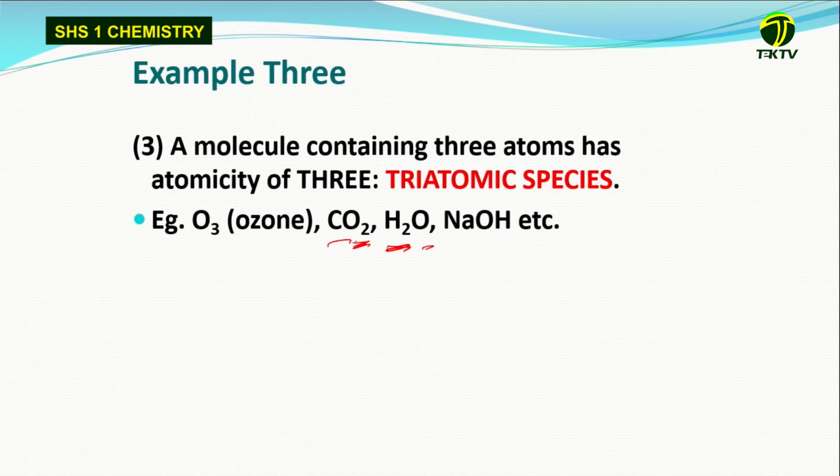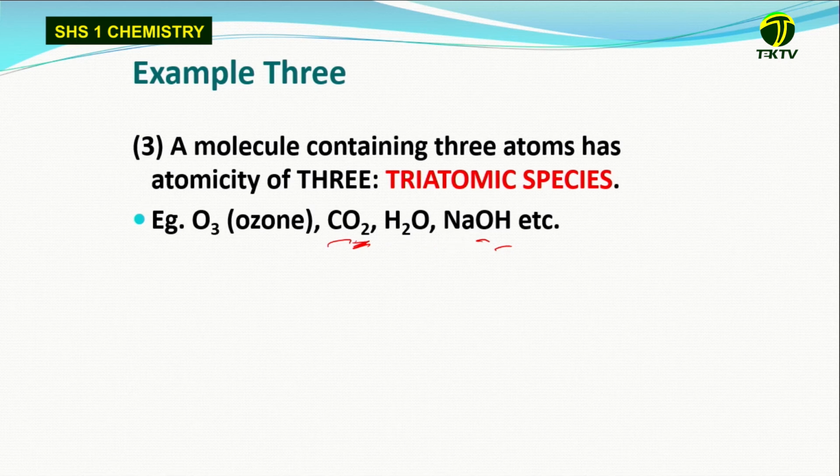So 2 plus 1 gives us 3. Let's take sodium hydroxide. This time we have 3 different elements. We have Na representing sodium, O representing oxygen, H representing hydrogen. Each one we have 1 atom. So 1 plus 1 plus 1, 3. And it is a triatomic species. So it is not just 1 element. Ozone is 1 element, oxygen. But CO2, H2O, they are made up of 2 elements, but one is 1, the other is 2. When we take NaOH, made up of 3 elements, 1, 1, 1.